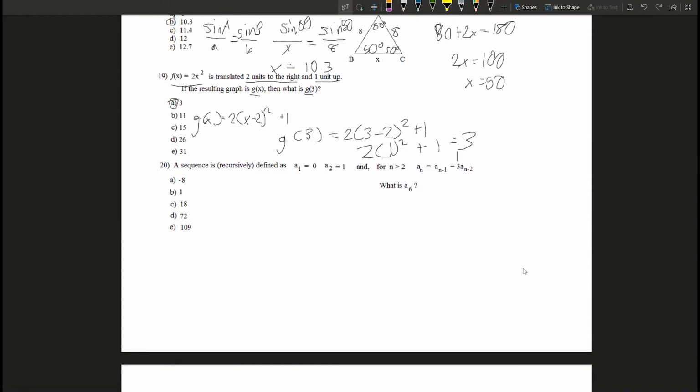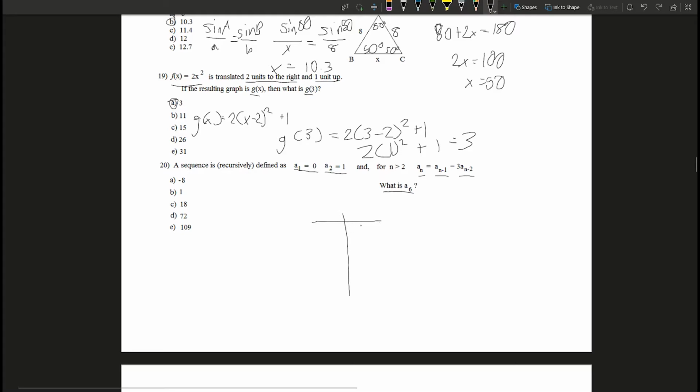Okay, so number 20 asks, a sequence is recursively defined as a sub 1 equals 0 and a sub 2 equals 1. And for n greater than 2, a sub n equals a sub n minus 1 minus 3 a sub n minus 2. And what is a sub 6? Okay, so the easiest way to go about this is actually just to make a table.